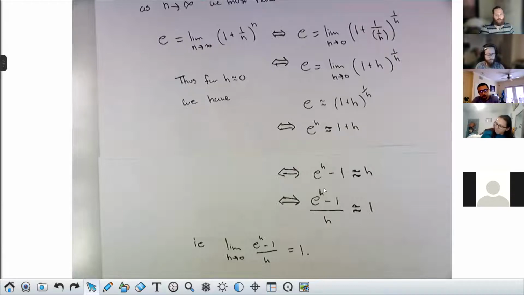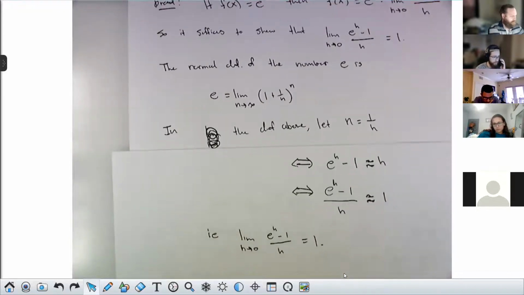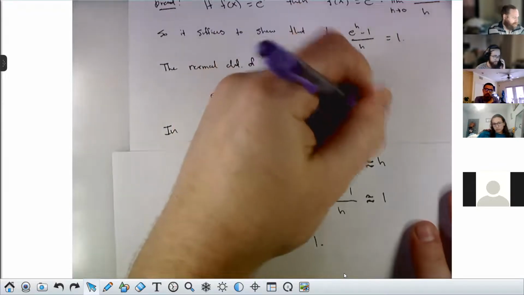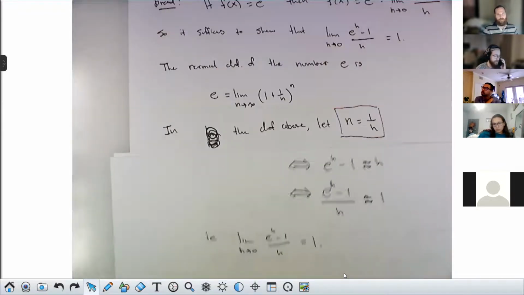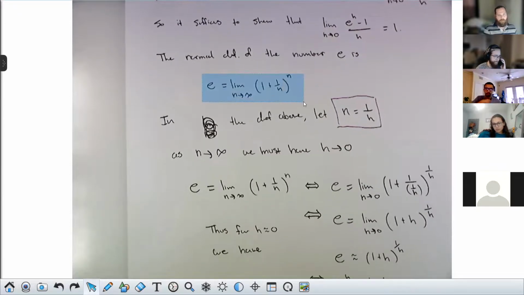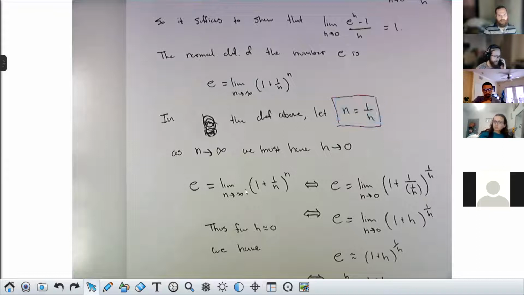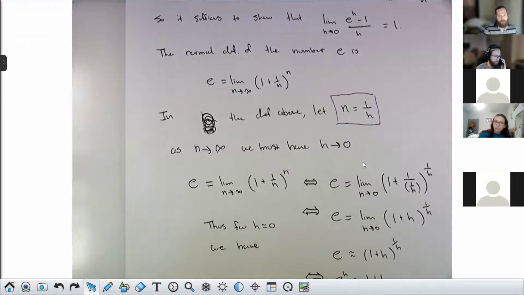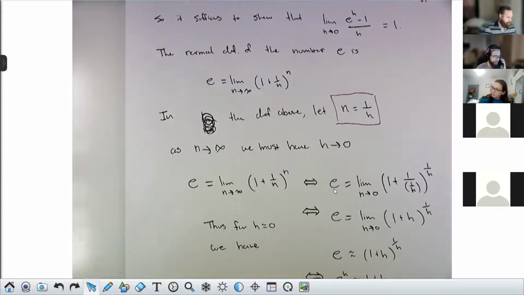So it is true that e to the h minus 1 all divided by h is very, very close to 1 if h is very, very close to 0, which is the same thing as saying that the limit of e to the h minus 1 over h as h goes to 0 is 1. So it's a true statement. The connection between the definition that Stewart uses and the definition that everybody else in the world uses is this right here. So if h is the number in the Stewart definition and n is the number in the definition everybody else uses, then replacing n by 1 over h and observing that n going to infinity is the same as h going to 0 gives you the result.